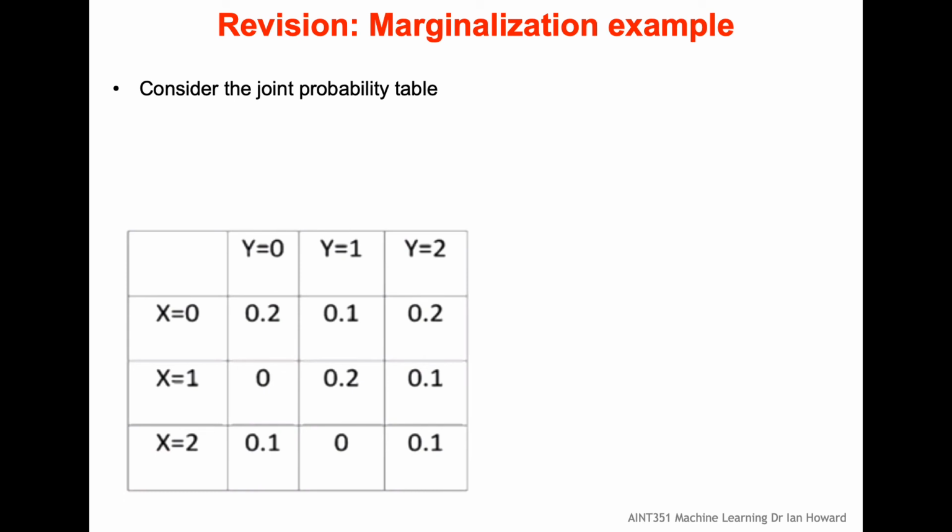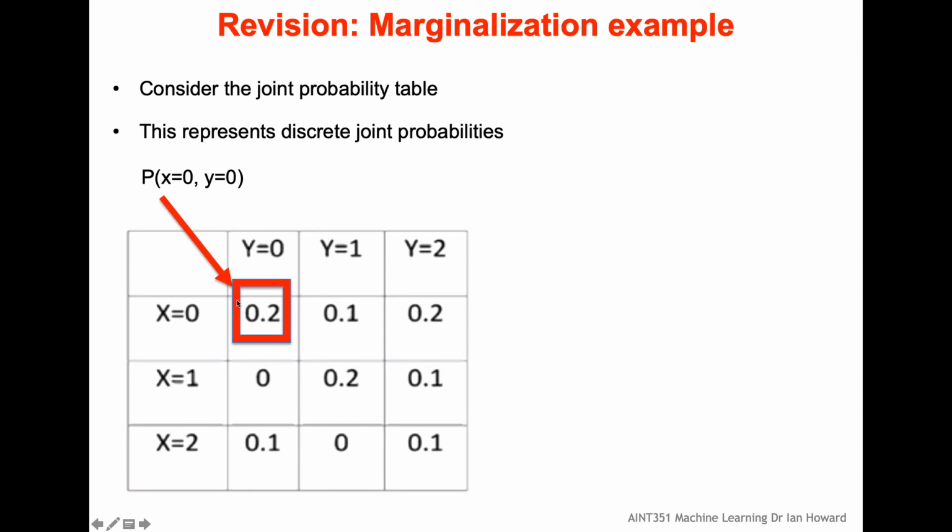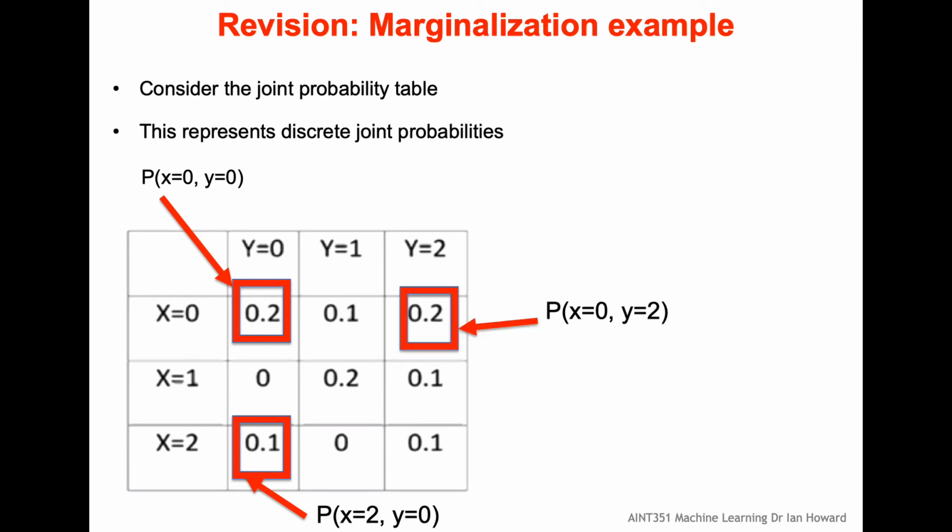Let's think of a nice simple example with a probability table where we've got discrete values. In this table we represent the joint probabilities of x and y. So x equals 0, y equals 0 is represented by that table entry, which gives a probability of 0.2. Similarly, what about the probability of x equals 2 and y equals 0? What value is that? It's going to be 0.1. When is x equal 0 and y equals 2? Well, it happens with probability 0.2. And when is x equals 2 and y equals 2? That happens with probability 0.1.